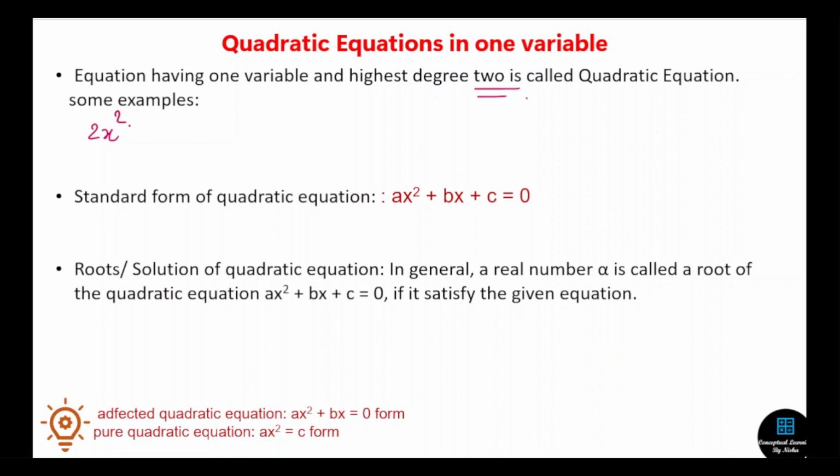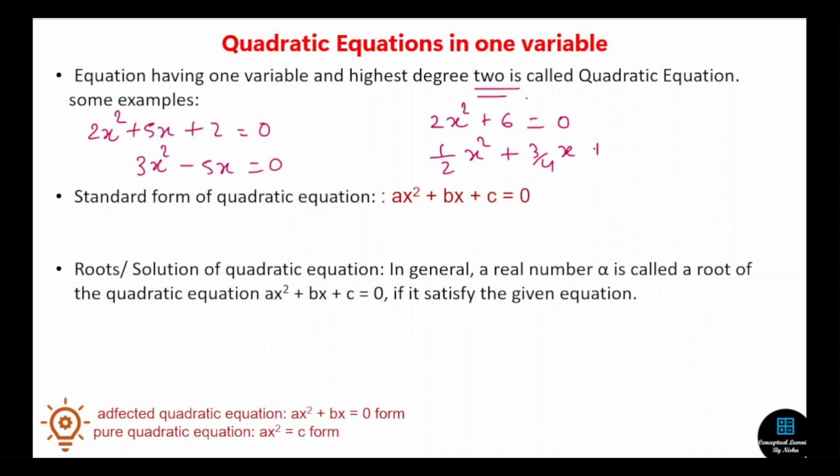So if I have 2x² + 5x + 2 = 0. Okay. If I say 2x² + 6 = 0, this is also a quadratic equation. If it is 3x² − 5x = 0, this is also one kind of quadratic equation. And ½x² + 3¼x + 5 = 0. So these all are examples of quadratic equations.